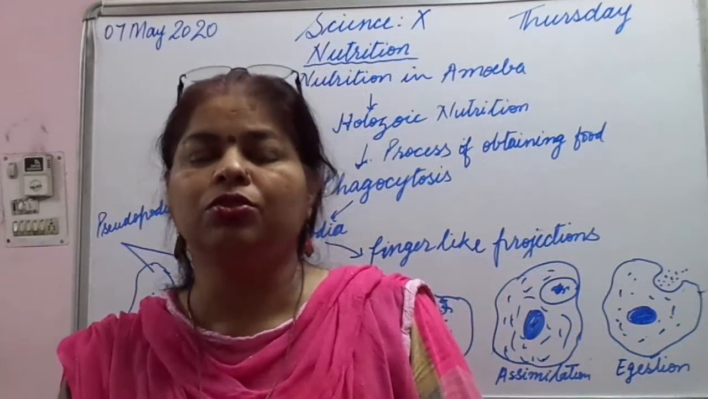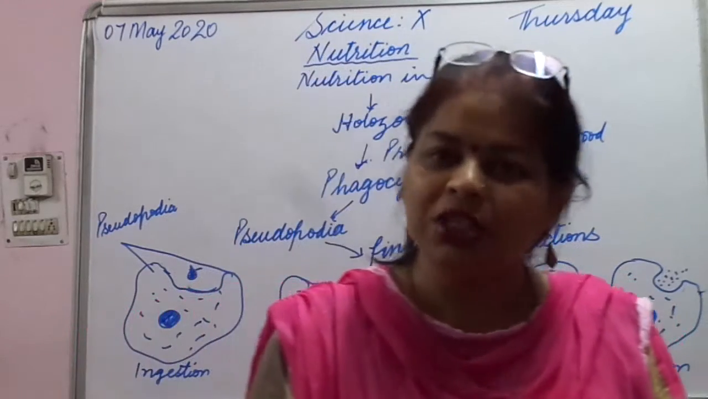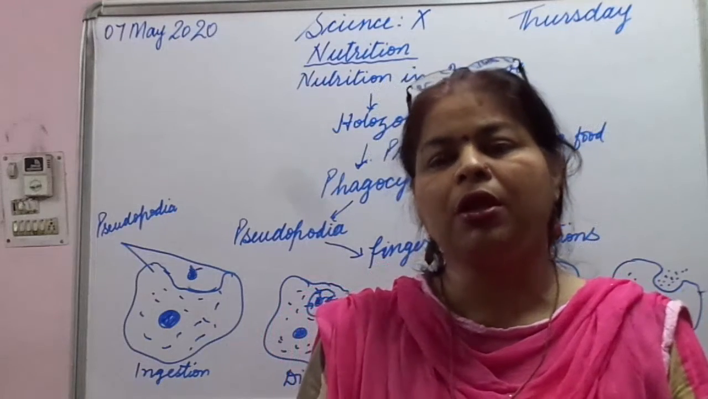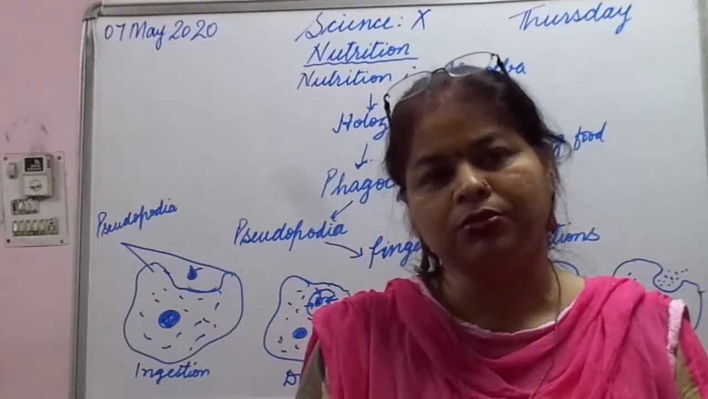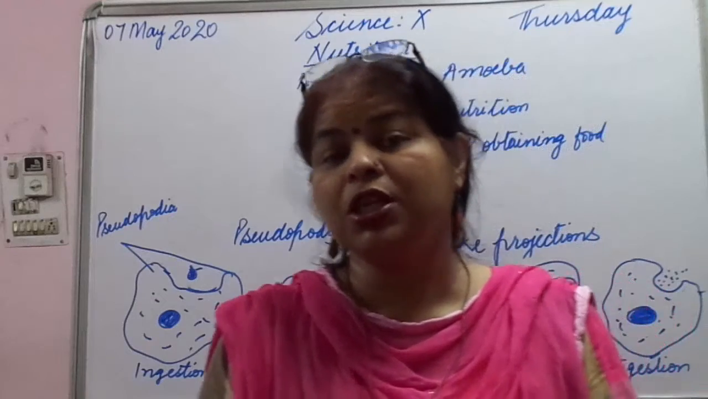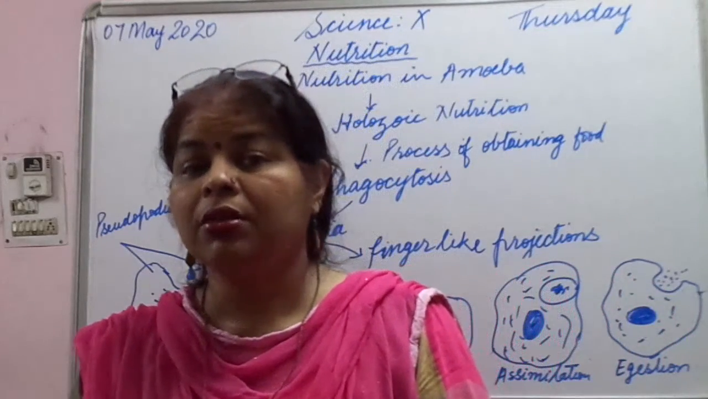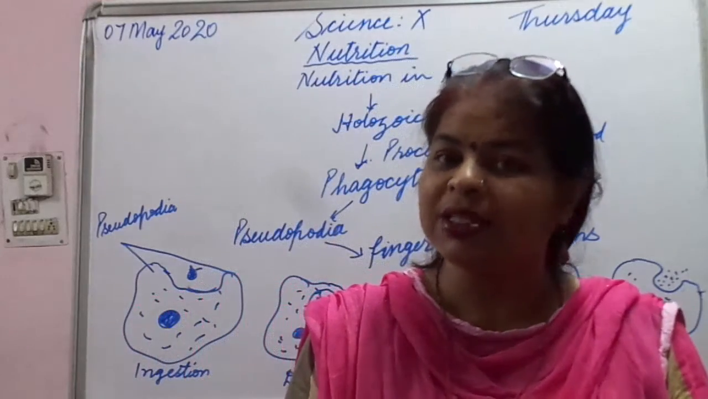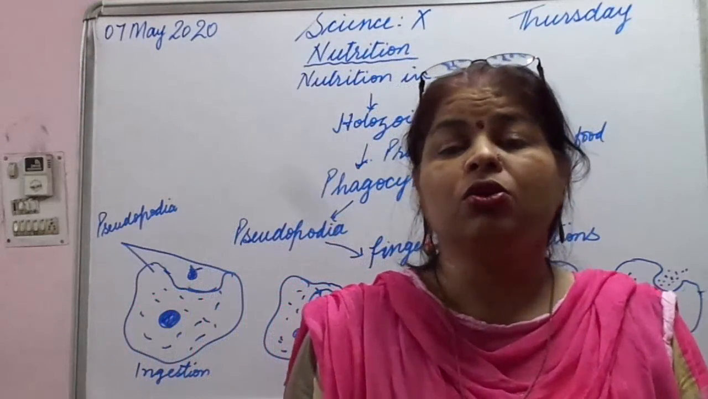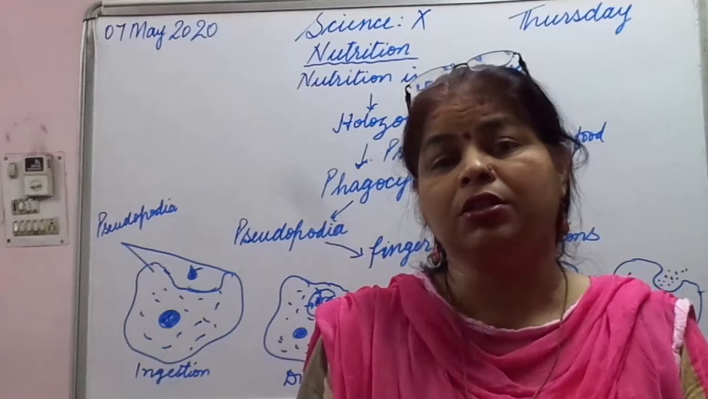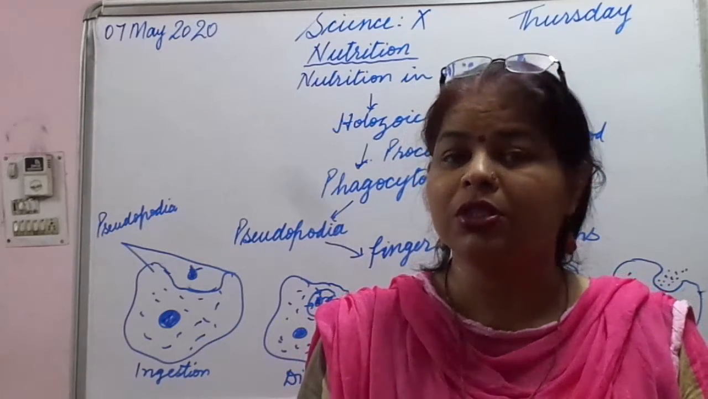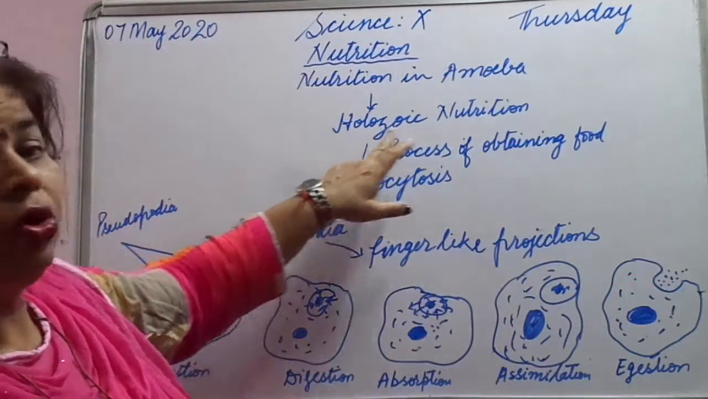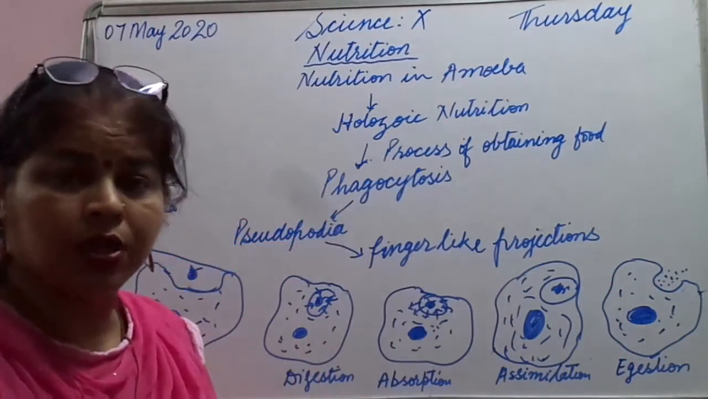First of all, you should know that amoeba is a unicellular animal and it eats tiny microscopic plants and animal foods. Microscopic means smaller than the amoeba itself, and they float in water because amoeba is aquatic. The mode of nutrition that amoeba shows is holozoic nutrition. What is holozoic?